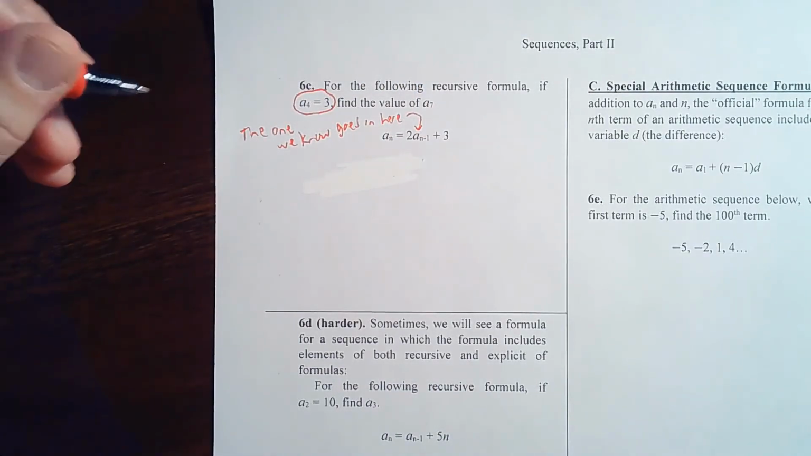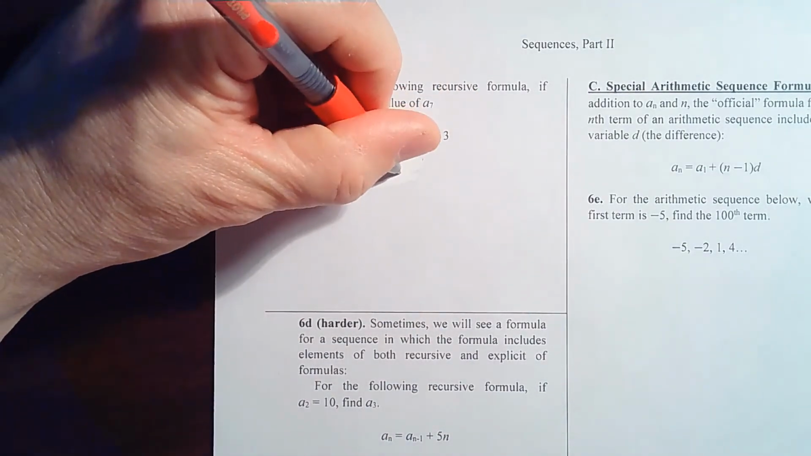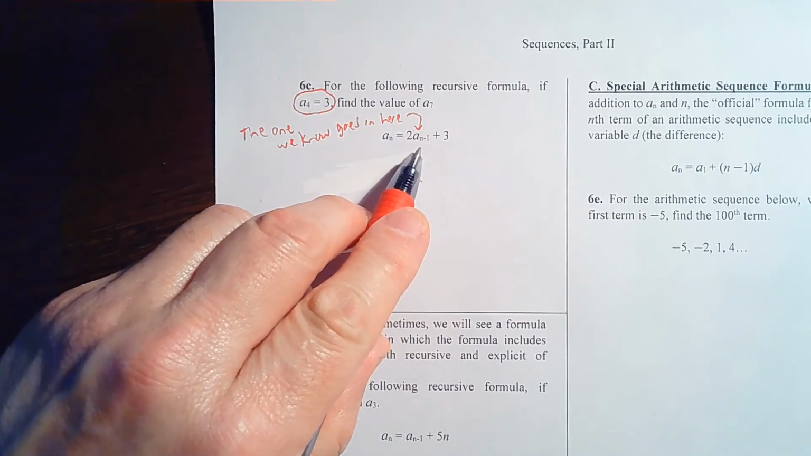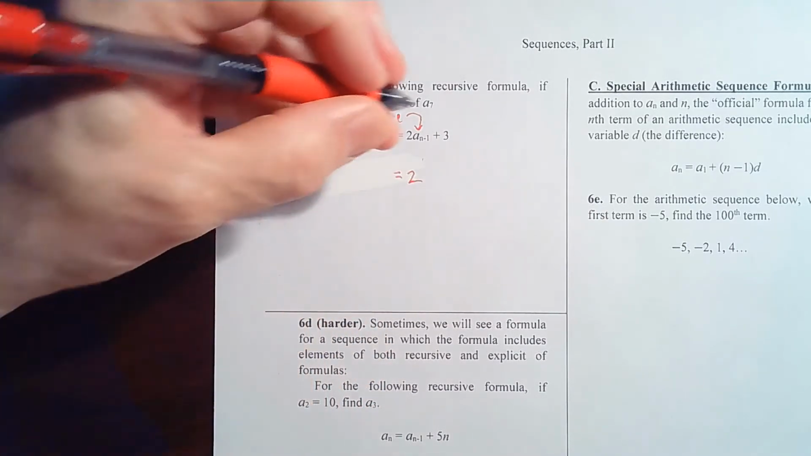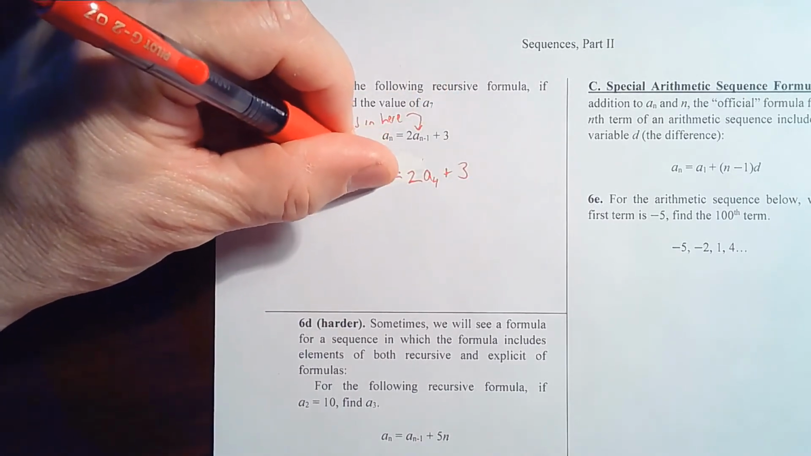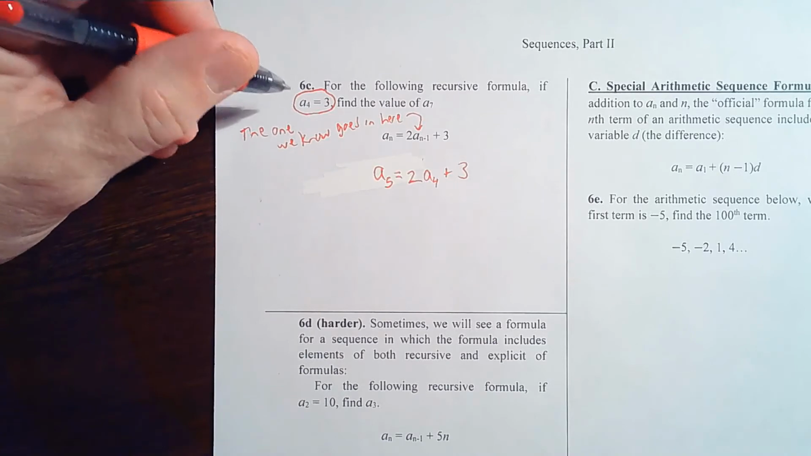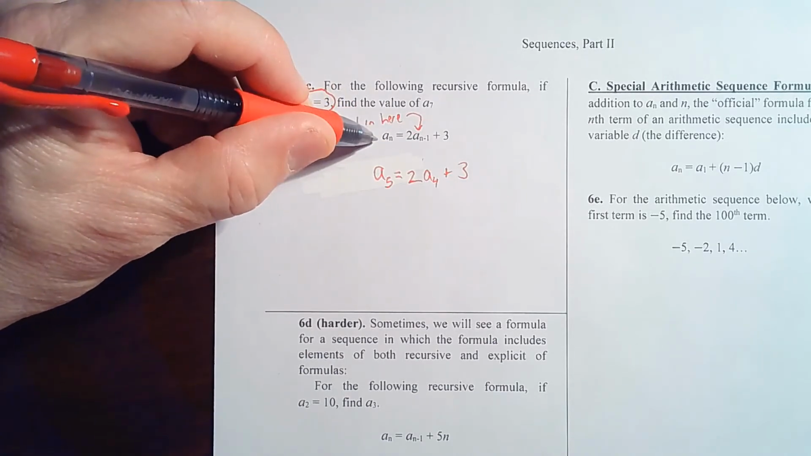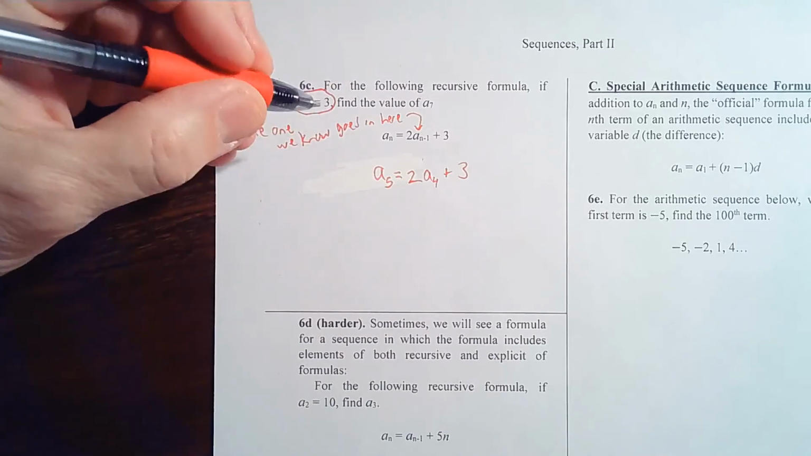The one we know goes in there. So n minus 1, that's going to be our term that we're working with. So 2 times a sub 4 plus 3 is going to give us a sub 5. Right? Again, the number they give you is the one that you usually will plug in to the formula to get the next term. All right, here we go.